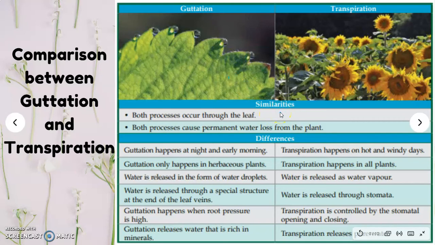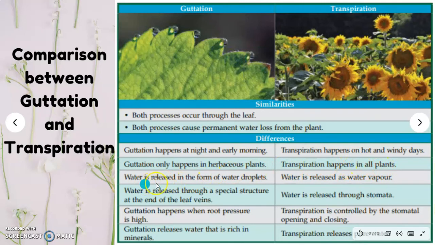Okay, we look at the similarities. Both processes occur through the leaf. Second, both processes cause permanent water loss from the plant. Okay, differences. Guttation happens at night and early morning. Transpiration happens on hot and windy days. Guttation only happens in herbaceous plants. Transpiration happens in all plants.